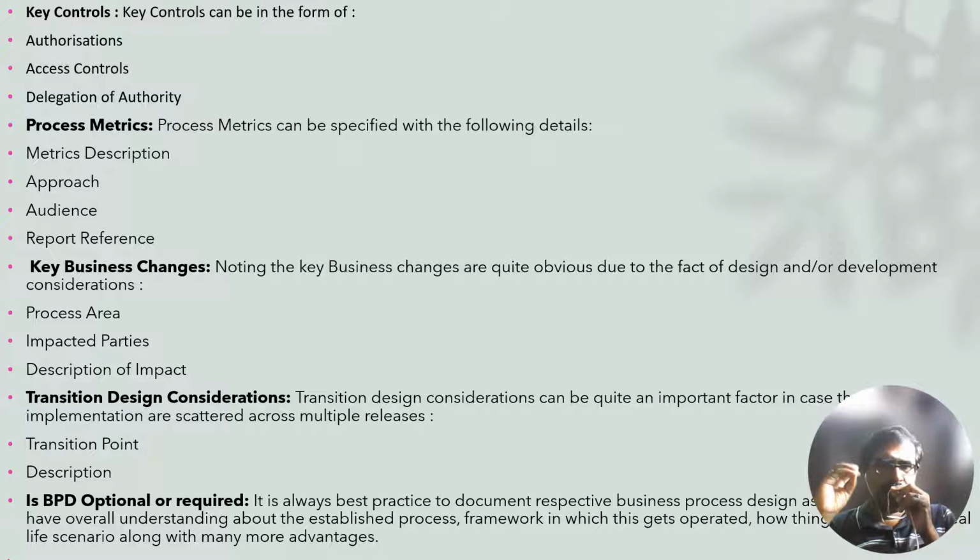Now again, process metrics. When talking about process metrics, you are giving the levels, and for each level you are giving some weightage, right? That weightage is called process metrics, which can be specified in the below areas. That is the metrics description. Why are you giving a rating of 5 for the high level metrics? You need to describe that. And then the approach: how you are approaching the weighting cycle, or how you are assigning a value to a particular activity or process or flow. That is called an approach.